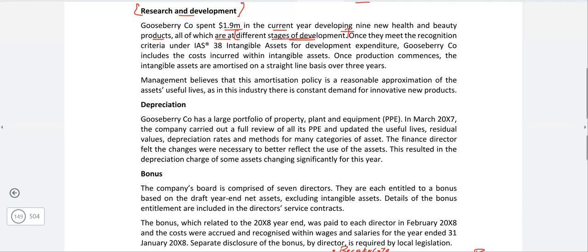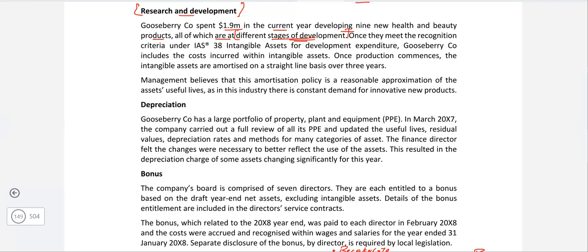Now, you have got the third procedure right from the case study itself: different stages of the development. Now, you are an auditor. They say the projects are at a different stage of the development. So what you can do is, for each of those 9 projects, discuss with management the stage of completion and confirm that only projects which meet the development criteria have been capitalized. So this is the third procedure. Okay, we will go for it.